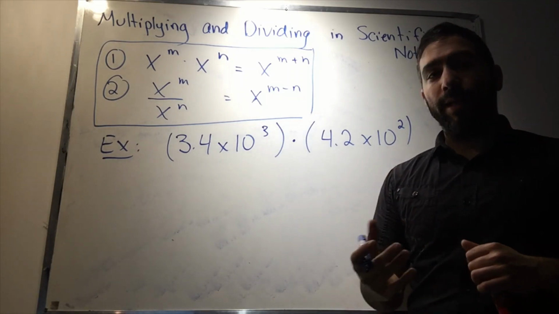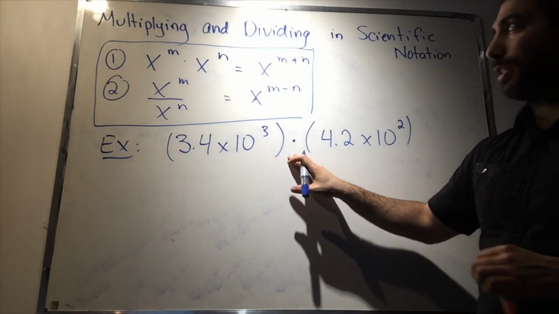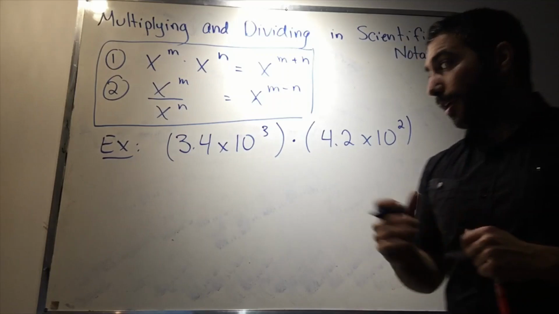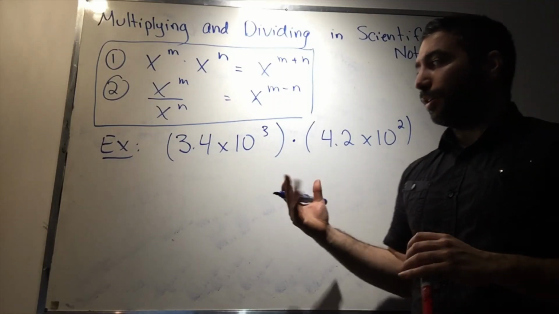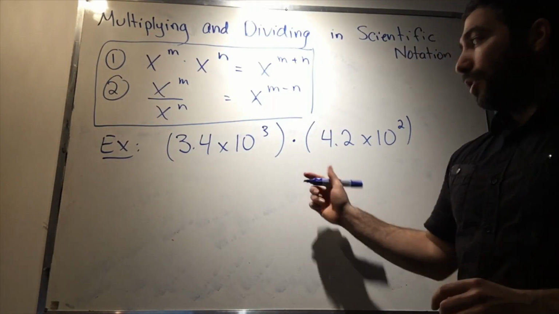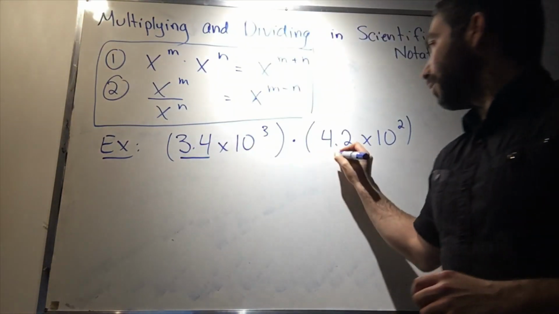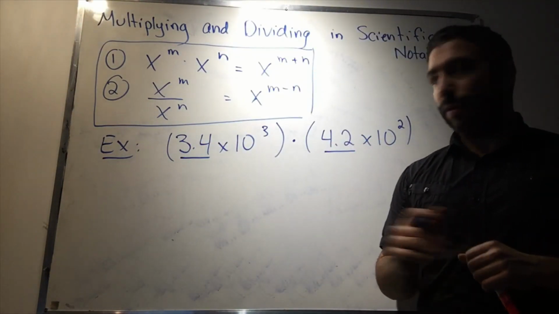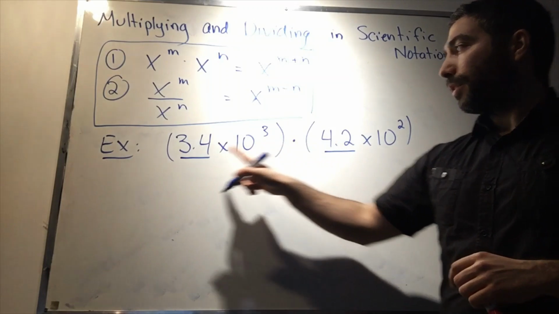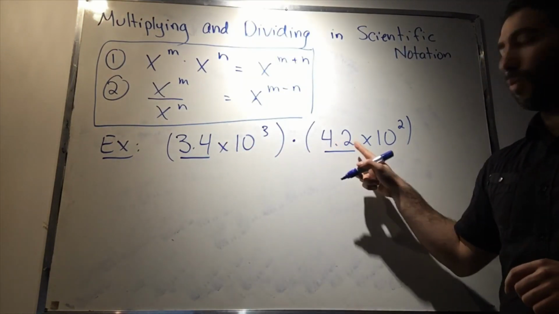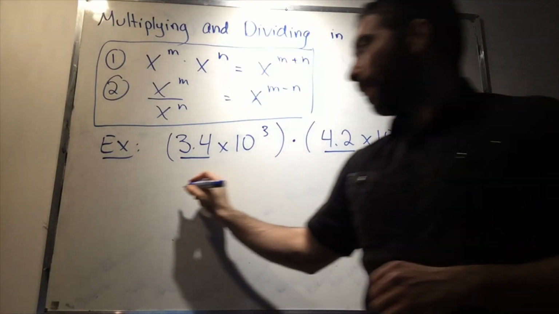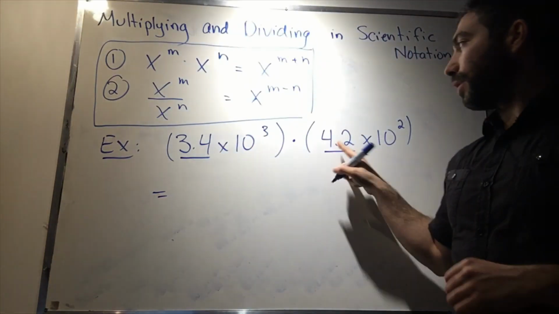So the game plan here when you're multiplying, we'll start off with an example of multiplication, then I'll show you division. For multiplying, you don't have to convert to a number. You start off by just multiplying the two numbers first. The numbers in the front, you have 3.4 in this case, and here you have 4.2. Multiply them. What's 3.4 times 4.2?